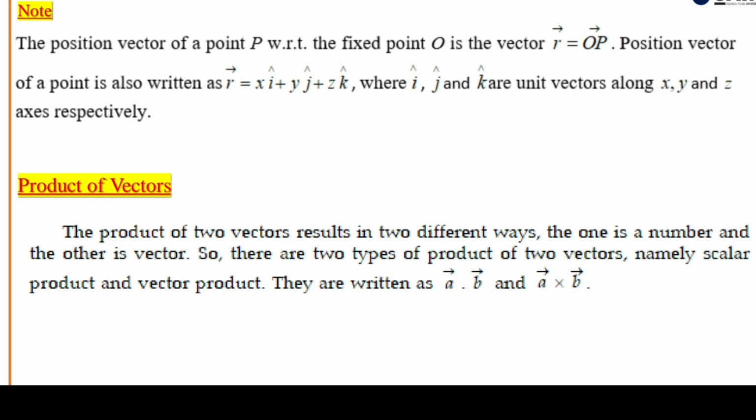So the dot product of two vectors gives a different answer, and the cross product of two vectors gives a different answer. Scalar product is different, vector product is different. Scalar product means only scalar multiplication will be done in that product of vectors. Vector product means the vectors will be multiplied and the result obtained.